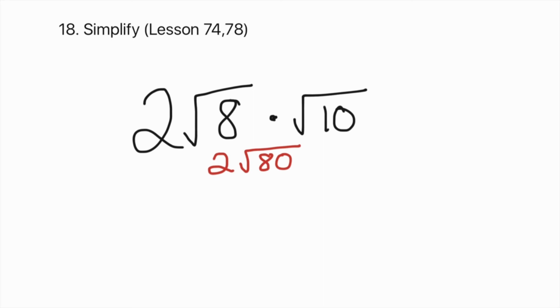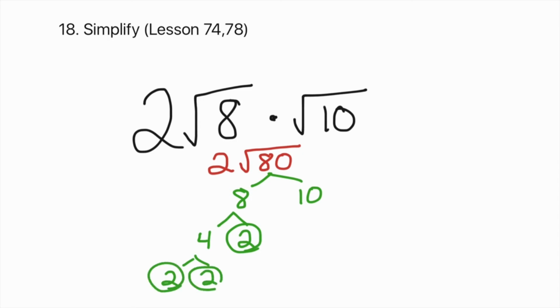80 is not a perfect square, but we need to break it up into its prime factors and see if we can pull out any pairs of prime numbers. So we need to come up with 2 factors of 80. We can choose any 2 that we want. I'm going to do 8 and 10. And then let's start with 8 and break 8 down. We can break that down into 4 and 2. I'm going to circle 2 because it's prime. And then 4 breaks down to 2 and 2. And I'll circle those. Now let's go back to the 10 and I'll break that down into 2 and 5. 2 is prime, so circle that, and so is 5.